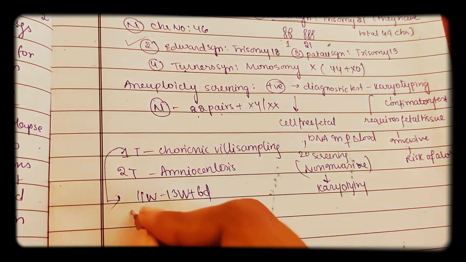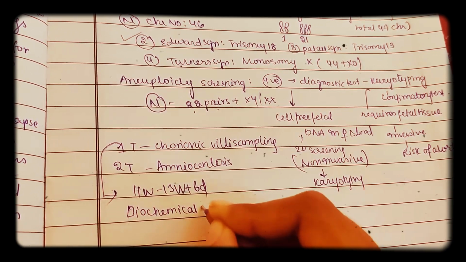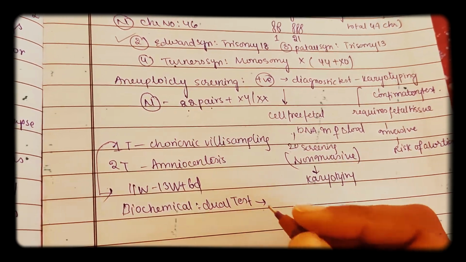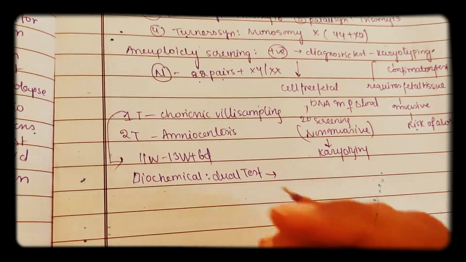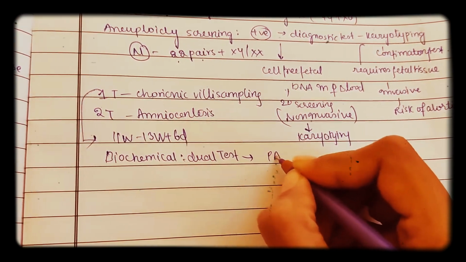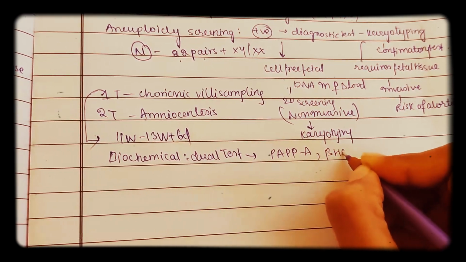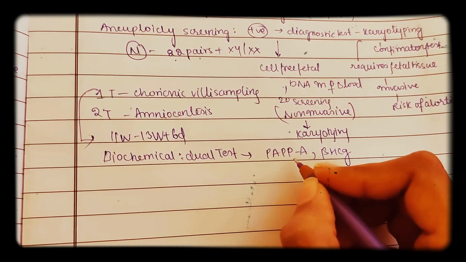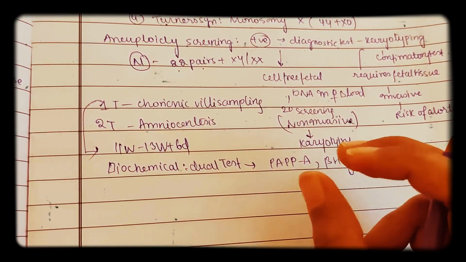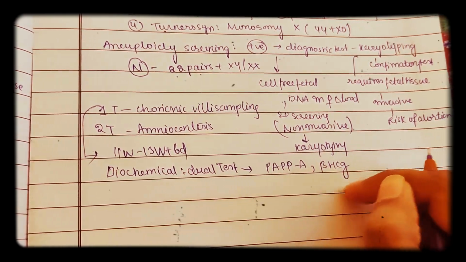So what test will you do? Coming to the biochemical test, that is the dual test. Why are we doing all these tests? We just want to know whether any chromosome abnormalities are present in the forming fetus, right? The dual test is where we do the PAPP-A test and the beta-HCG test. So what is this PAPP-A test? This is pregnancy associated plasma protein A, a plasma protein associated with pregnancy, and the beta-HCG test.